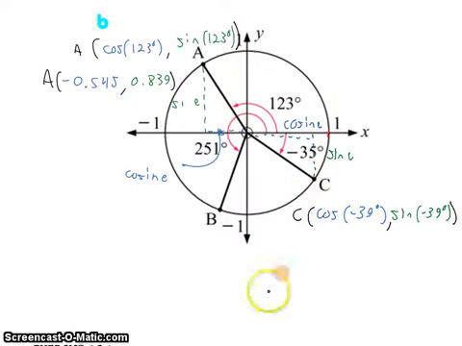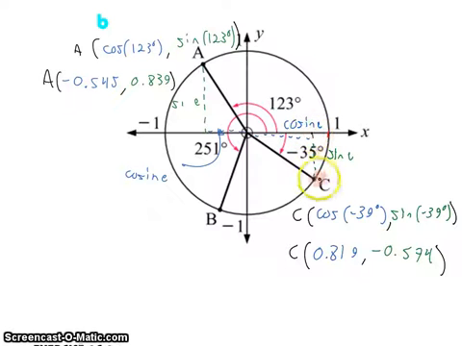And if we wanted to know the exact position of C, all we'd have to do is punch that into our calculator. Cosine of negative 39 degrees gives us 0.819, and sine of negative 39 degrees gives us negative 0.574. That means if we wanted to go from the origin to C, we'd have to go over 0.819 units and down 0.574 units.